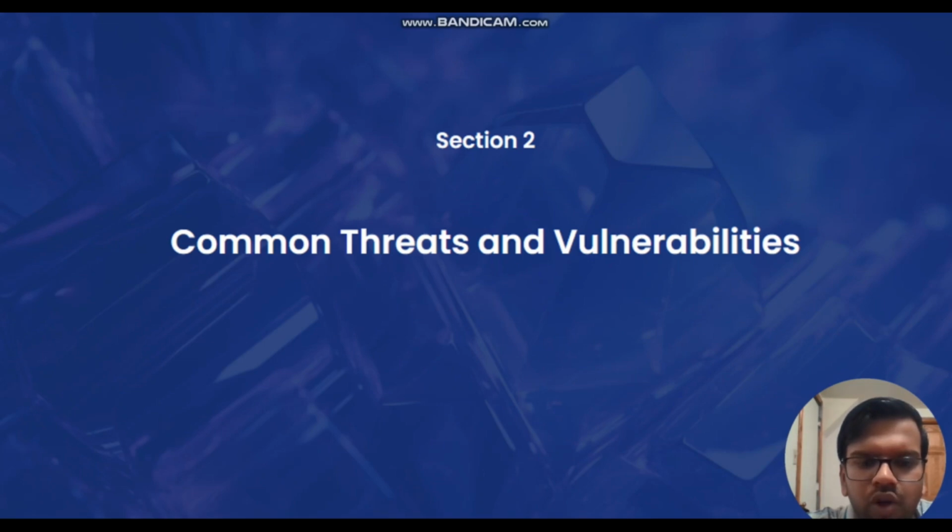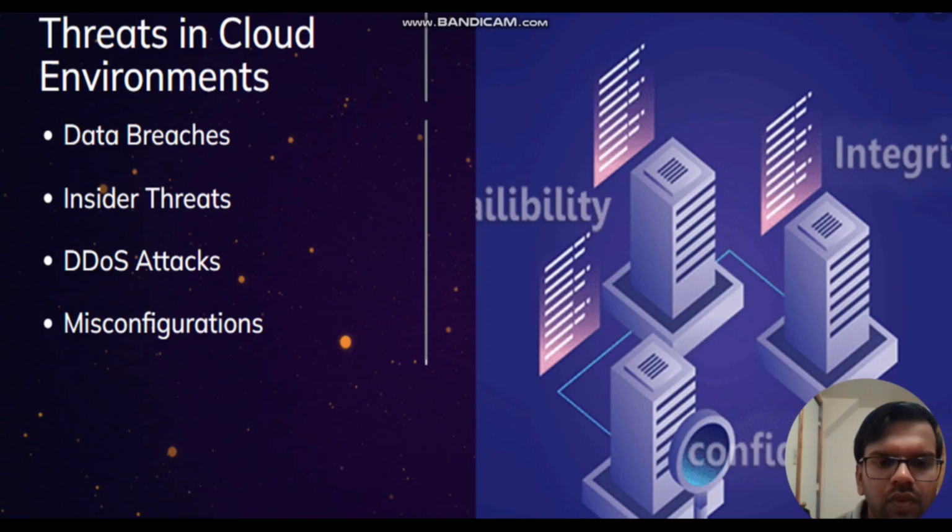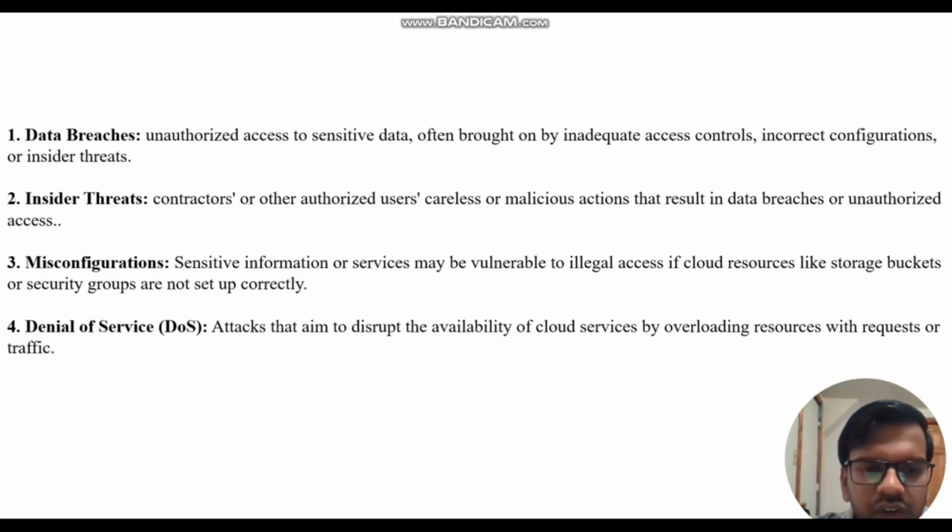Now I'm going to talk about the common threats and vulnerabilities of cloud security. Threats in cloud environments are data breaches, insider threats, DDoS attacks, and misconfigurations. Data breaches basically occur when sensitive information leaves your possession without your knowledge or permission. Data is worth more to the attacker than anything else. Insider threats come from an inside person or authorized users that may result in data breaches or unauthorized access to the company's information. In denial of service, the attacker floods the cloud services with lots of traffic, overloading the resources.